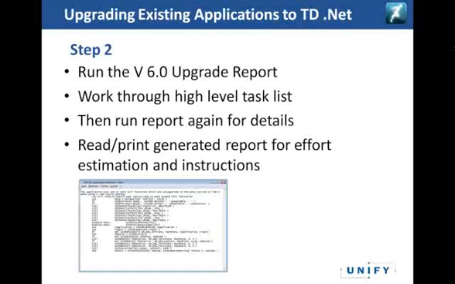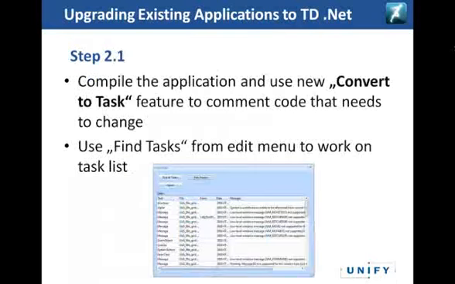First, run the report, fix all the things you get in the report, and then run the report again for lower level things. So in step 2.1, you can then compile the application and use the new convert to task feature to comment code that needs to change. We created a new kind of code comment that is a task. You will see that in a moment, where you can define a task. You can give it a name, and that task will include the compiler error message that it has thrown.